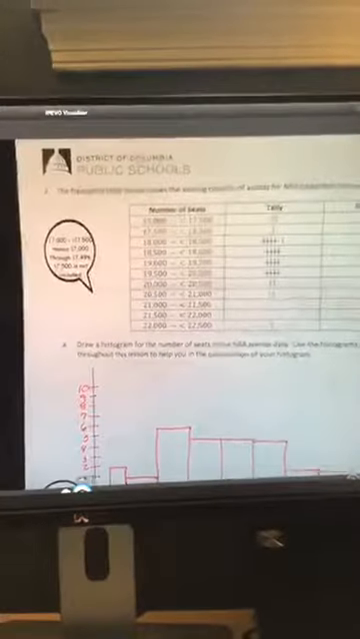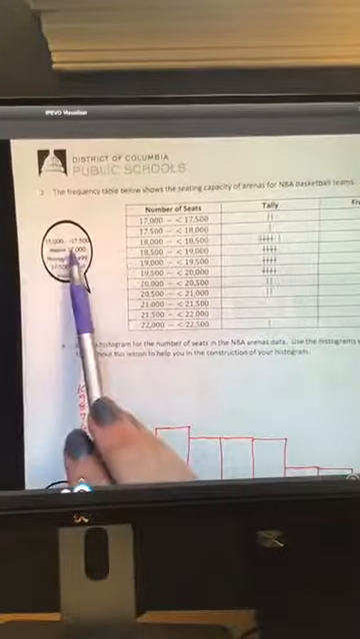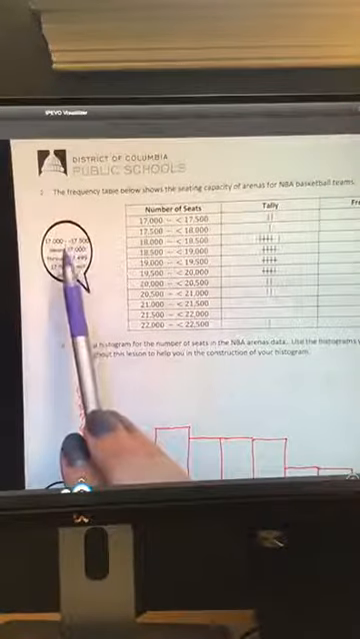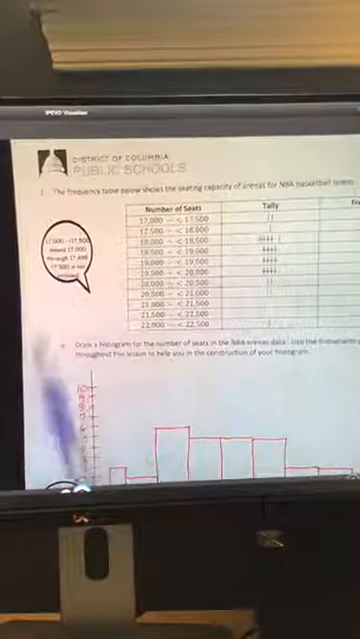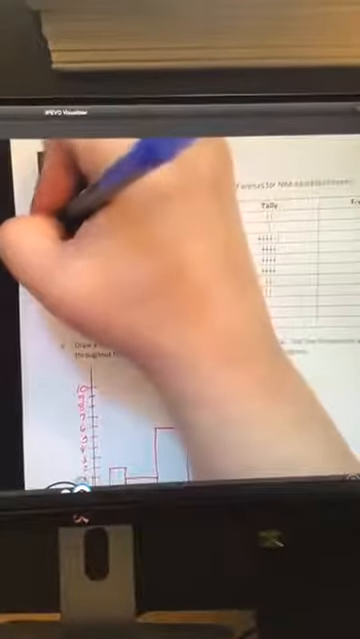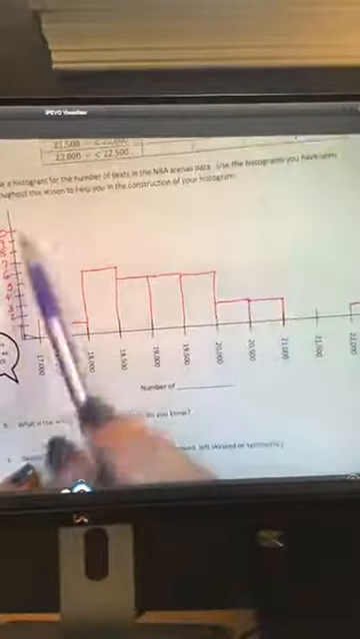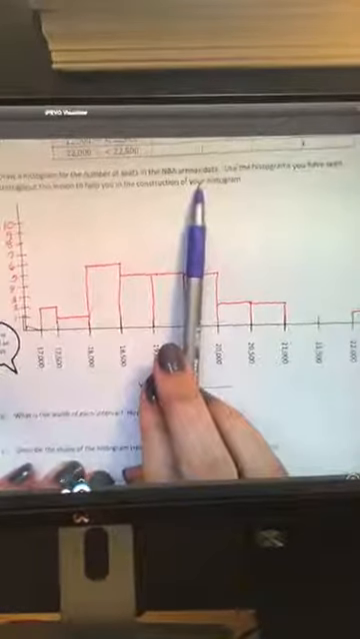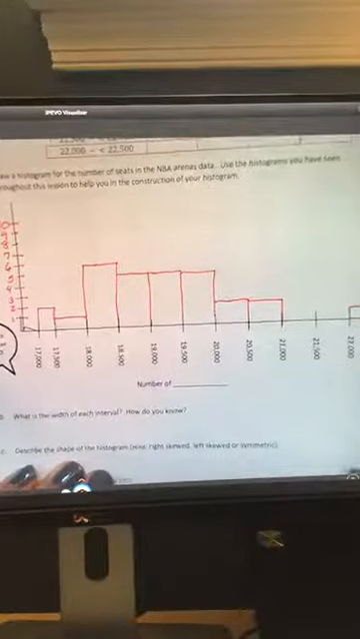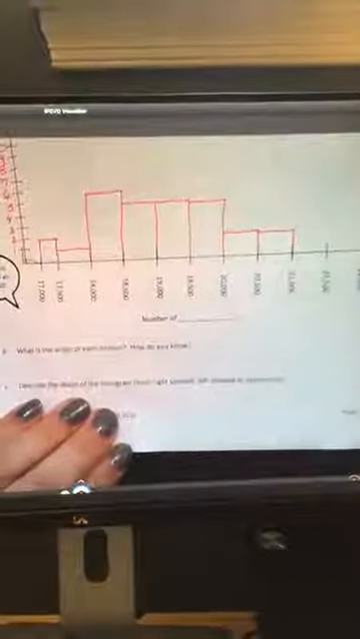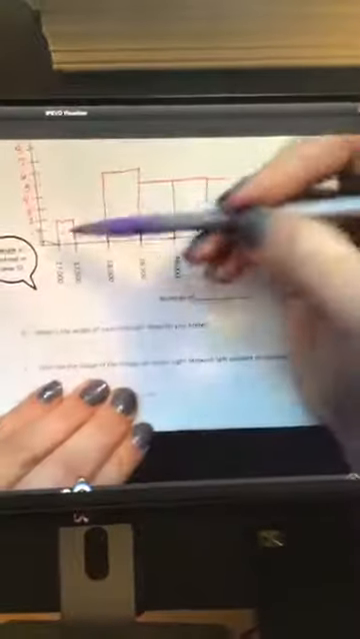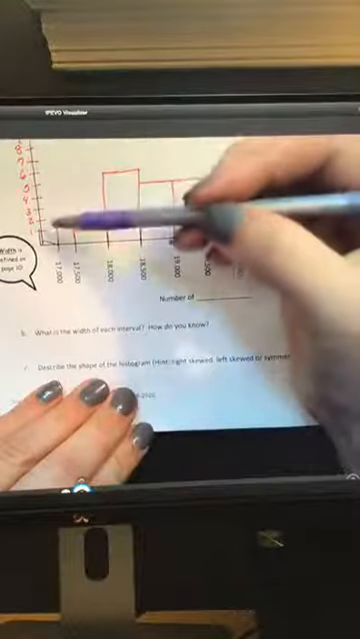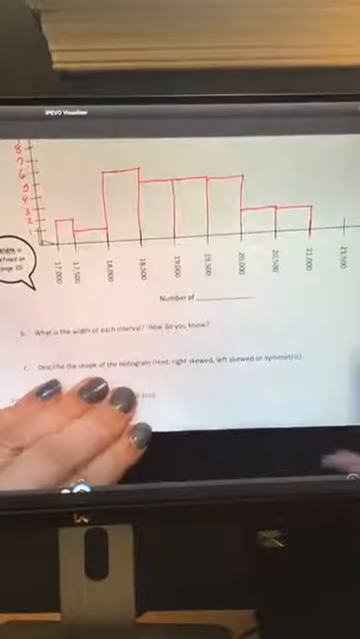Okay? Now remember, they gave us this little note over here that says 17,000 to 17,500 means 17,000 through 17,499. 17,500 is not included. Okay, so these little thought bubbles are important. So the next step was to draw a histogram for the number of seats in the NBA arenas. This was posted for your guys' pre-work, so you see it's already made. So, but as you can see, I have my different ranges down here. And then I just drew a bar up to the number of arenas, and then I filled in my chart.